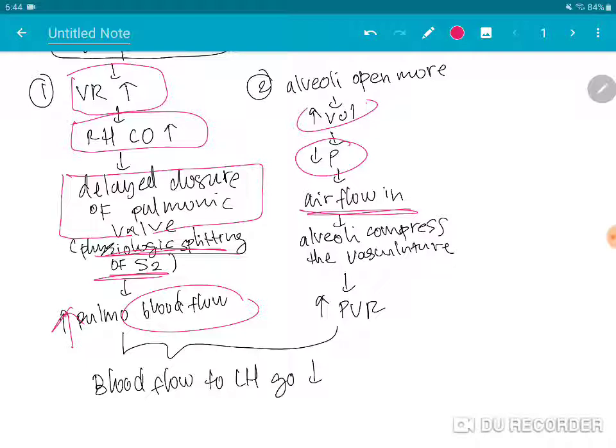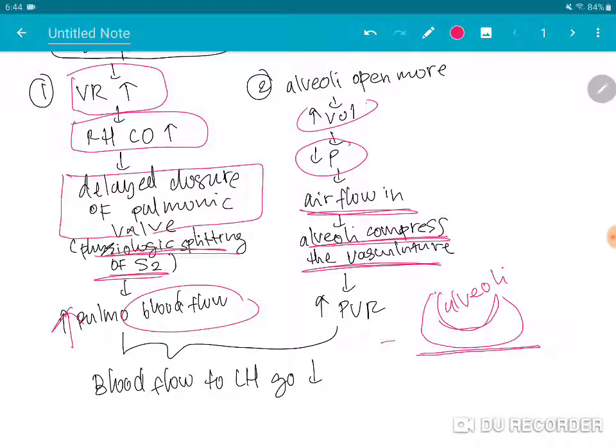Okay, and when the air flows in and fills up the alveoli, it will compress. The alveoli will compress the vasculature, right? The pulmonary vasculature. So imagine this is the alveoli. When it expands here, it will compress the vasculature, the pulmonary vasculature. This will make the pulmonary vascular resistance increase.